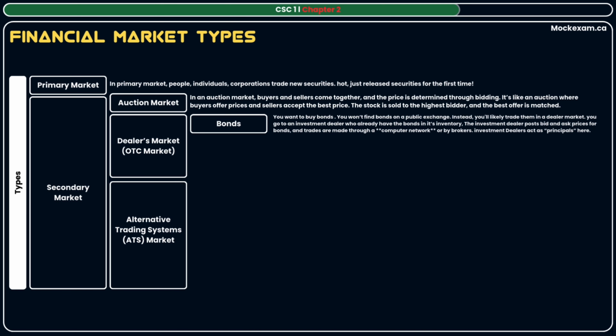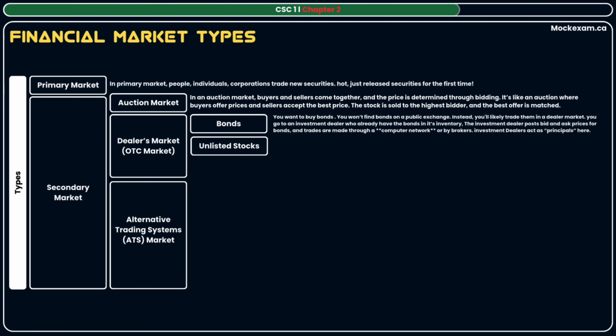Investment dealers in this scenario act as principals, meaning they buy and sell securities for their own account and inventory, unlike auction market where they only facilitate trades. Dealer markets are sometimes called unlisted markets because they don't involve securities that are listed on an exchange, like stocks on the TSX. Many smaller, riskier companies trade in these markets. So, we know that bonds are traded in the dealer's market or OTC market.